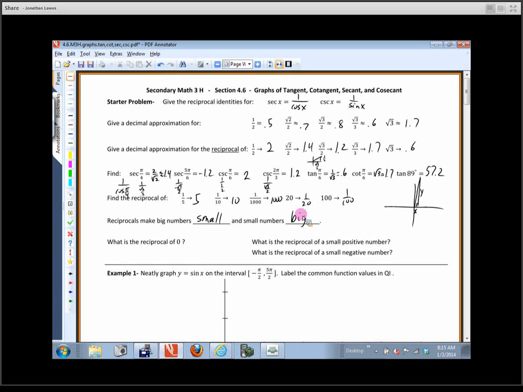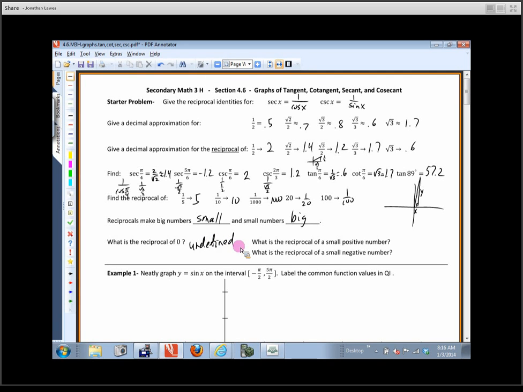So the smallest number we could get in absolute value, if you wanted to speak of it that way, would be 0. What's the reciprocal of 0? Would be 1 over 0, right? And 1 over 0 is undefined. That's one of our domain issues. So undefined. Okay? There is no reciprocal for 0.